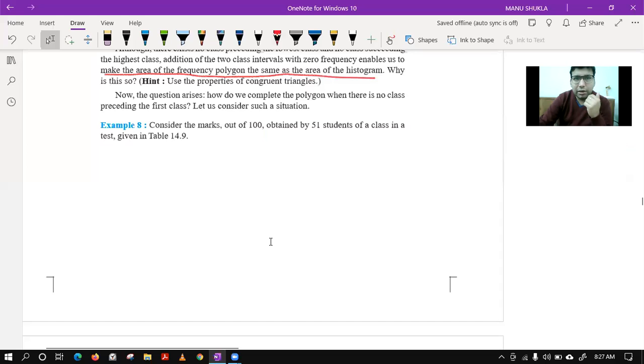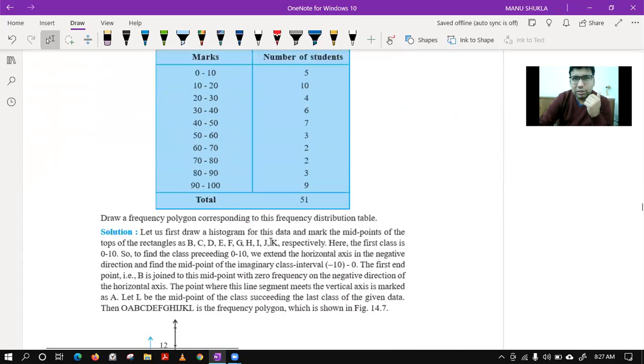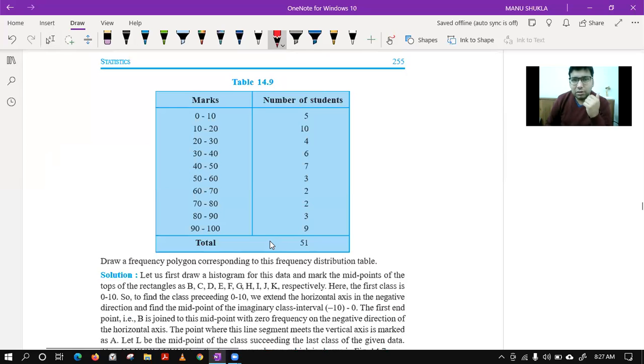Now example number 8: consider the marks out of 100 obtained by 51 students of a class in a test, given in the table. So these are the marks obtained by 51 students. You have to make a frequency polygon directly. This time you don't have to make any histogram in between. Directly you have to go to the frequency polygon.